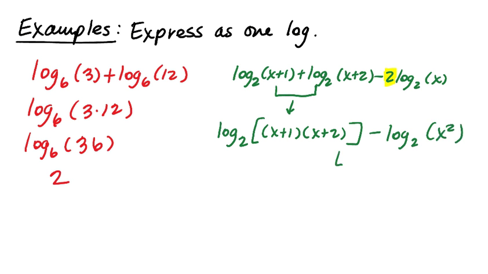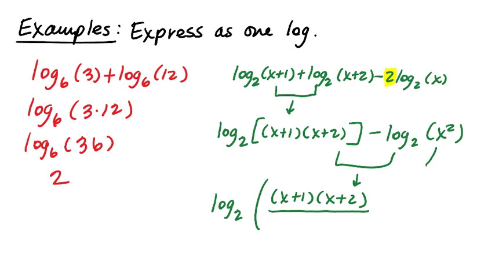Now I've got 2 logs subtracted from each other, so I can divide the arguments. So this would be x plus 1 times x plus 2, and then divided by this argument over here, this x squared. That's about all you would need to know in terms of condensing logs into a single expression.